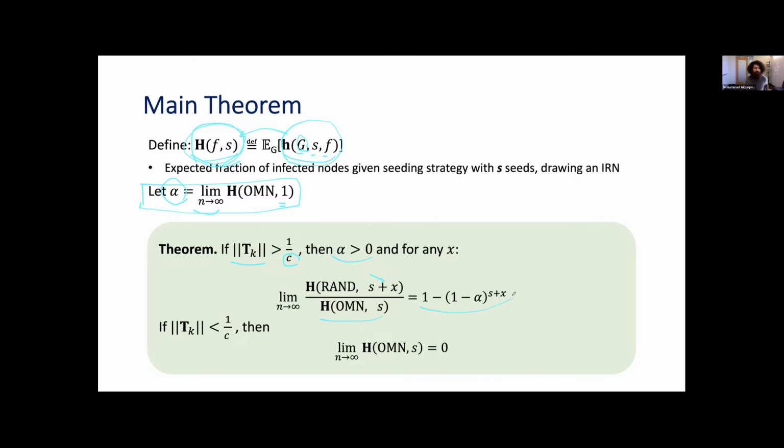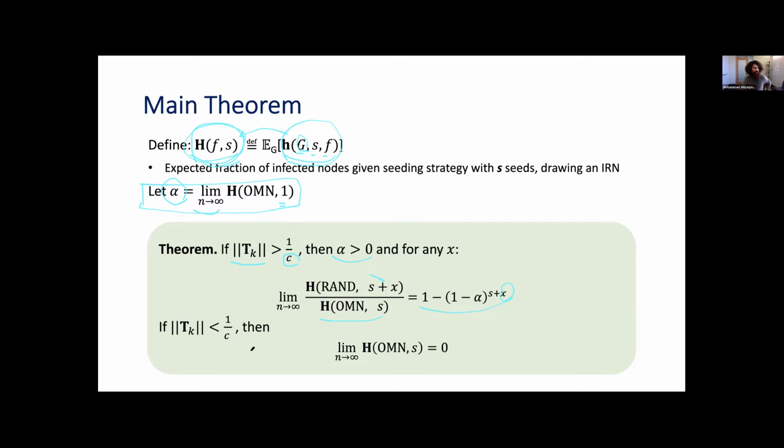Okay, so I made two claims. One is that this alpha is positive. Even one seed is enough to inform a positive fraction as n goes to infinity. And the second claim is, as X increases, the gap between random and omniscient exponentially vanishes.